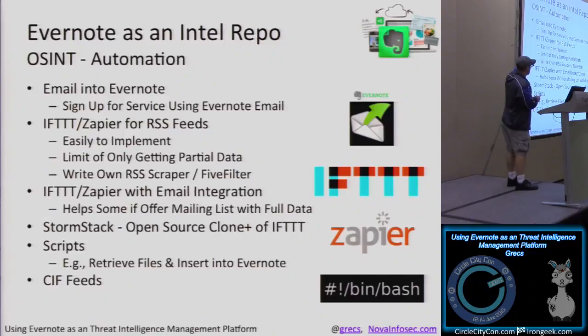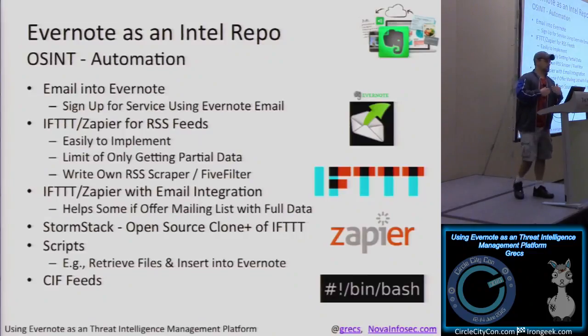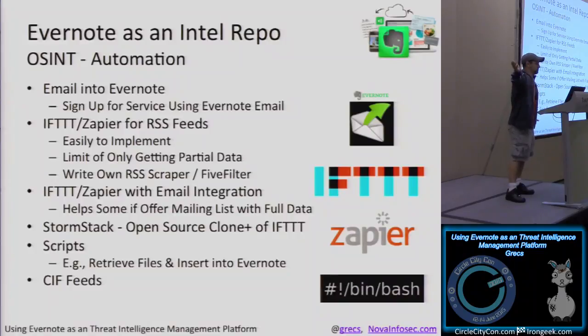Because this is an RSS feed, you are limited somewhat, because most people don't give you the whole article or all the data in their RSS feeds. So you do have a limit there that you're only going to get partial data. The solution is you could write your own RSS scraper. But there's this product I found that's like $25, and you throw it up on a server, called 5Filter. You give it an RSS feed, and it'll turn that partial content into the full content. So that's a good way to get all the data associated with that data item.